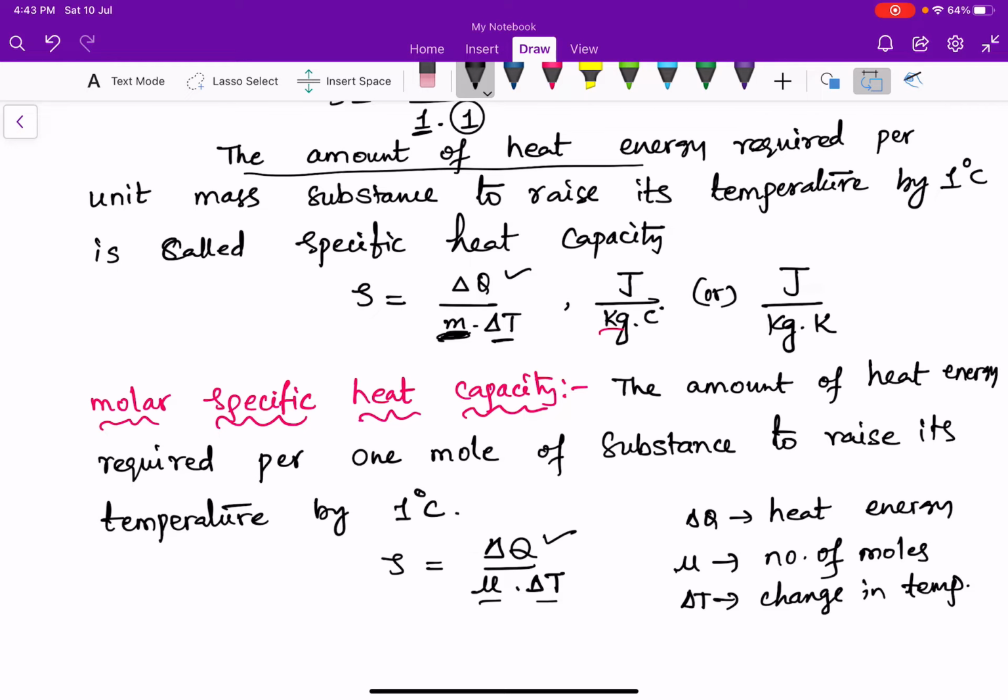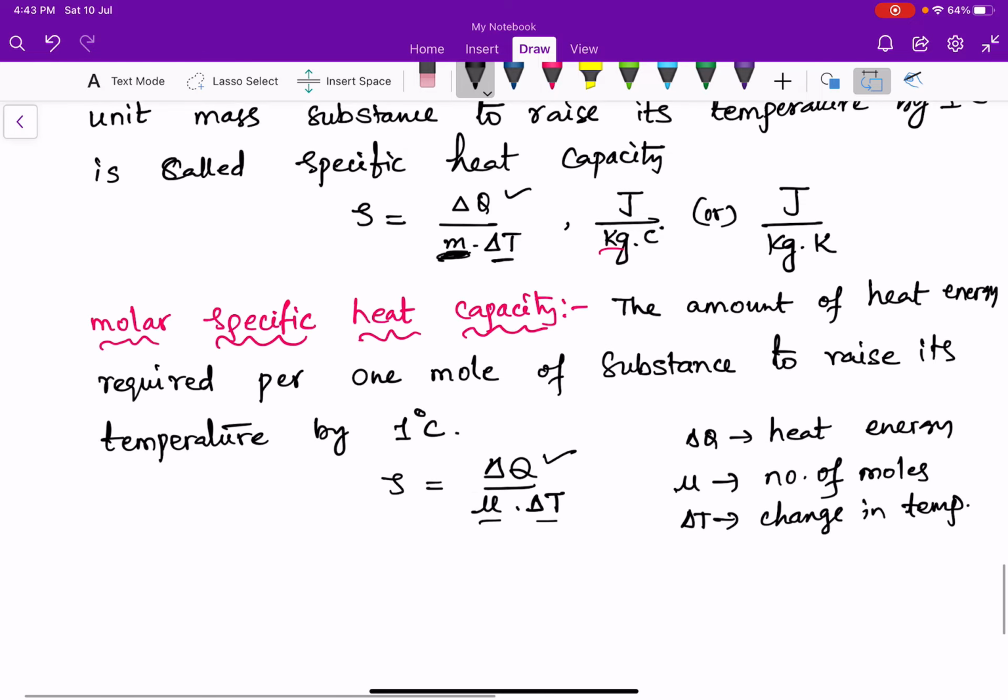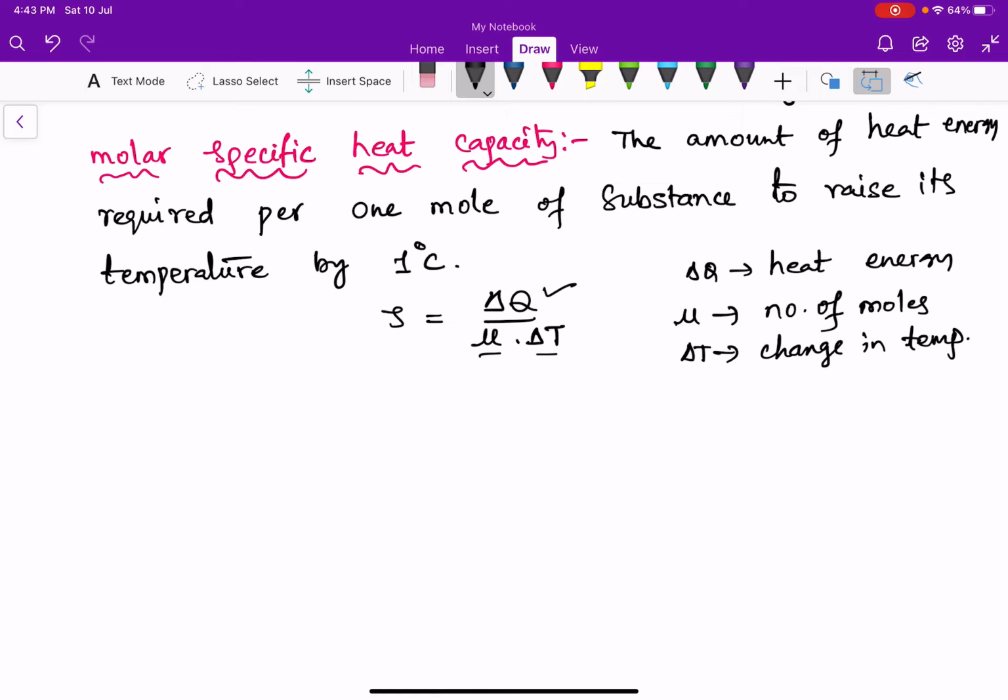But in case of gases, when we are supplying heat energy to the system, we must keep either pressure constant or volume constant. So we are going to define molar specific heat capacity by keeping the pressure of the gas constant, and another time we are going to supply heat energy to the system by keeping volume constant. So now I am going to define molar specific heat capacity at constant pressure.